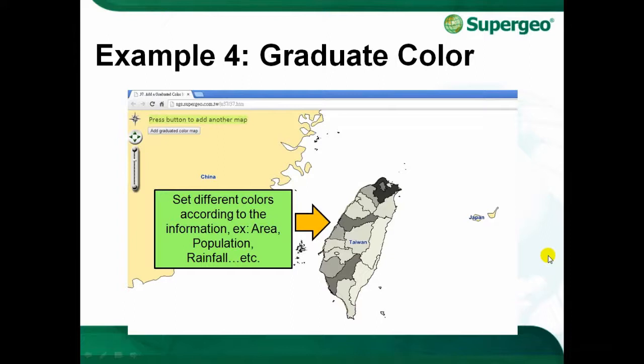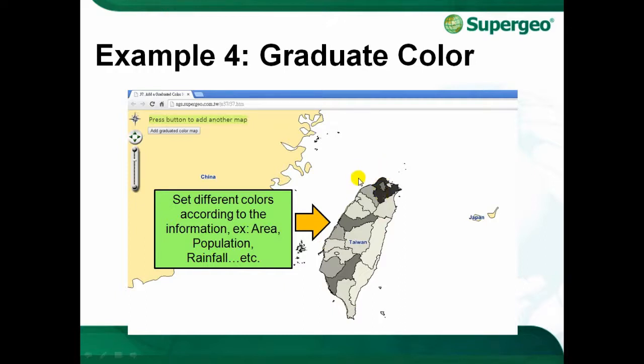Here comes the final example, graduated color. Like the figure shows here, you can set different colors according to the information, for example the area, population, or rainfall, like this one. The darker the feature, the more population it indicates.